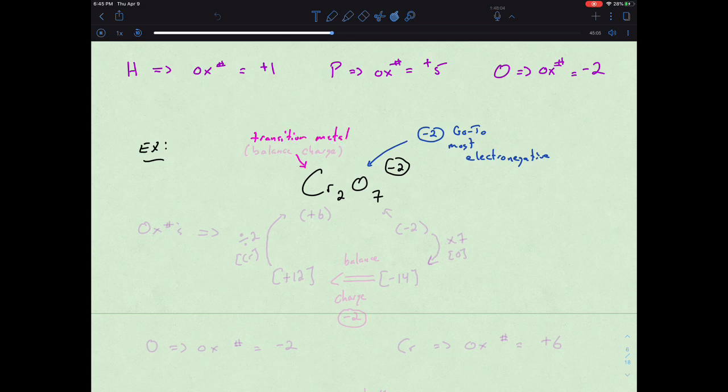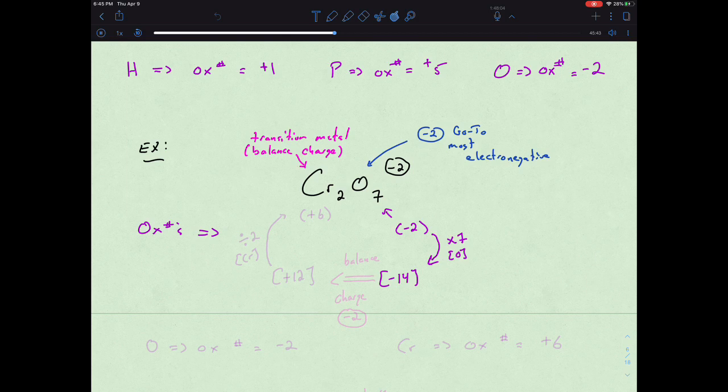So we want to use that to balance charge at the end of the day. So if we look at the oxygen first with our oxidation numbers, we have our -2 for the oxygen, actually 7 of them, 7 oxygens, and so that would give us a total of -14 for our oxygen sum of oxidation numbers.